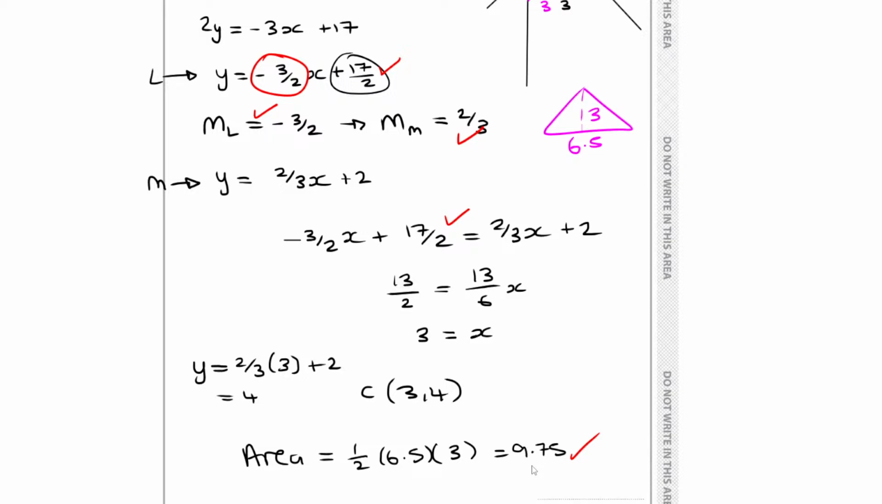What if the line was parallel? Then you would have the same gradient. So you would just take the -3/2 and you would take that. But normally for higher tier, they tend to do perpendicular lines because obviously it's technically harder, isn't it?